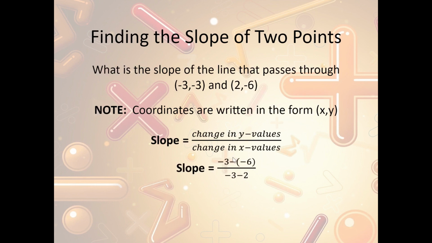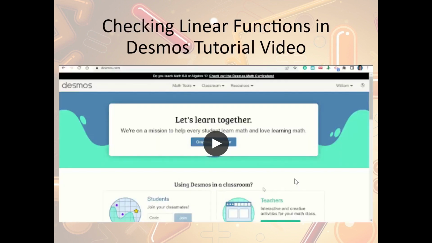And when I simplify, this really becomes plus positive. So negative 3 plus 6 is 3. And negative 3 minus 2 is negative 5. So it's 3 over negative 5, which is just negative 3/5. There's a video here also that shows you how to graph linear functions in Desmos. So you can go ahead and watch that.